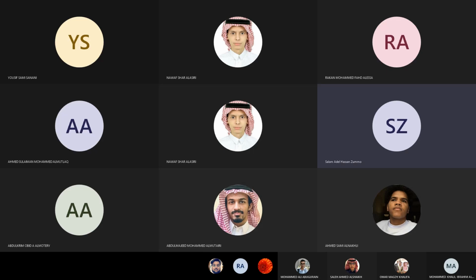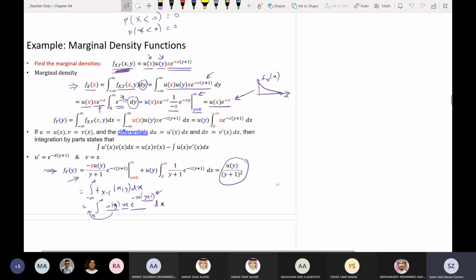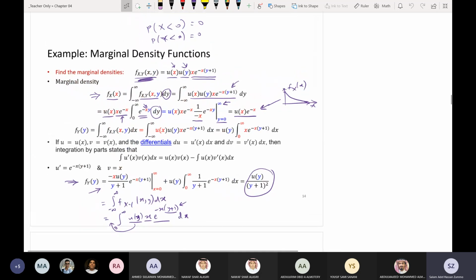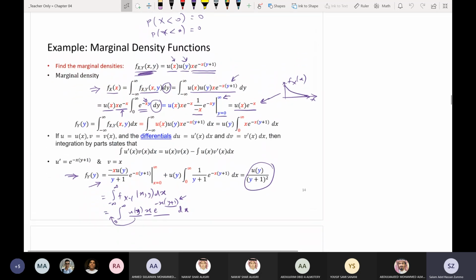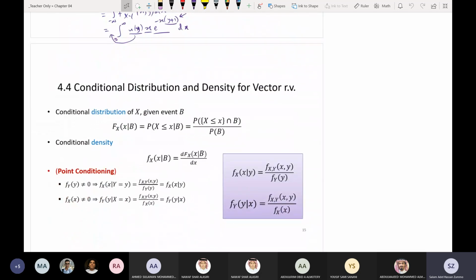We covered the joint density function and marginal density function, as well as the joint distribution function and the marginal distribution function. We took several examples on how to calculate the joint distribution and density functions, as well as the marginal density and distribution functions. The objective of today's class is to work on the conditional distribution and density functions.